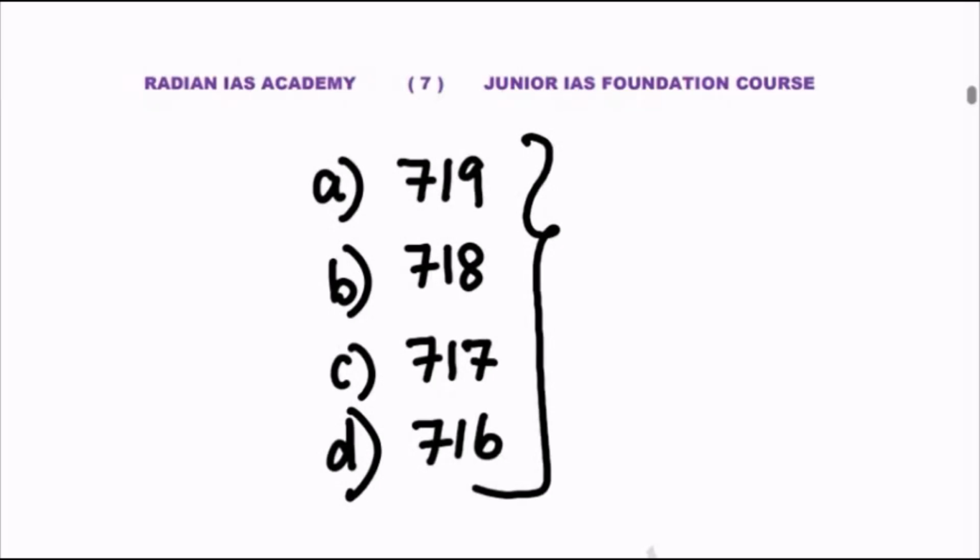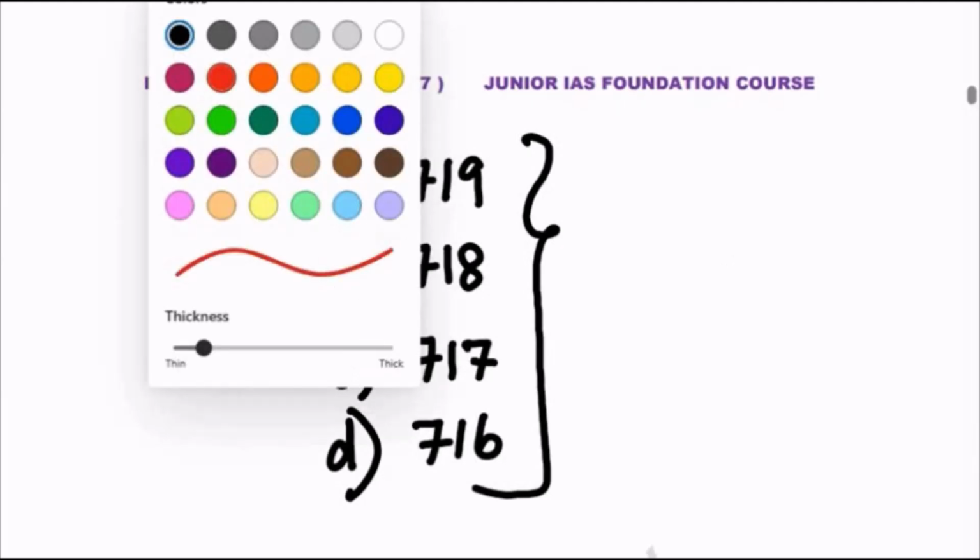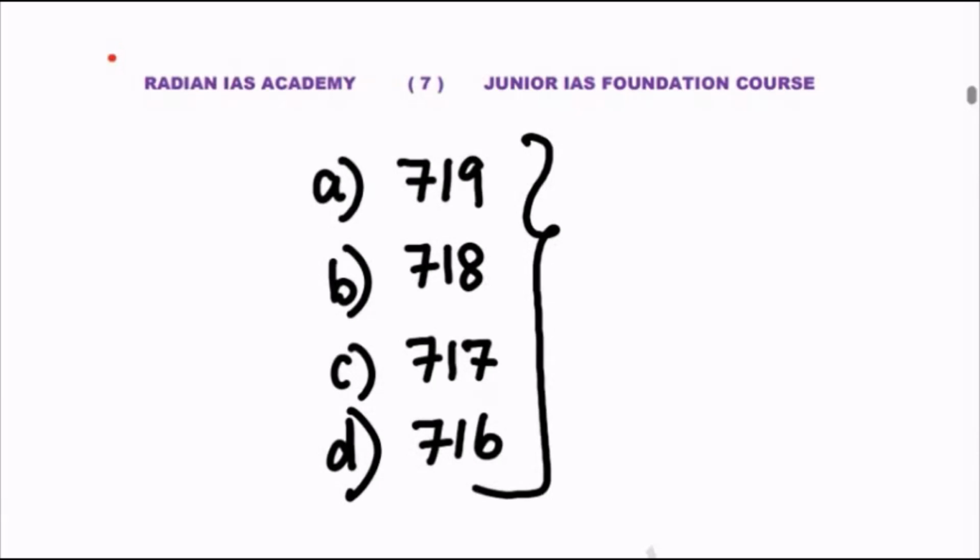apply your reasoning skills. This is being a first class. I gave an overall introduction. After this, I will go to some social science part also. 719 possible or not, we'll check. When 719 is possible, someone attempted all questions. All questions correct means you'll get 720.